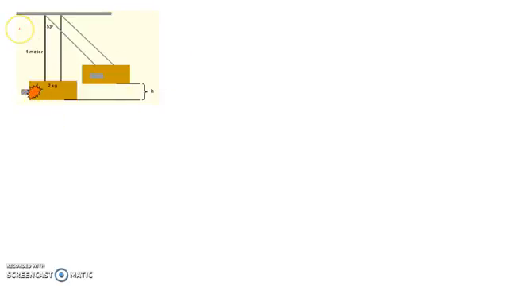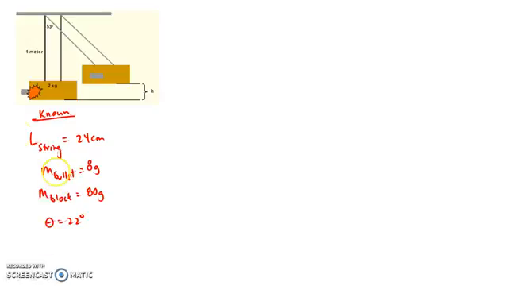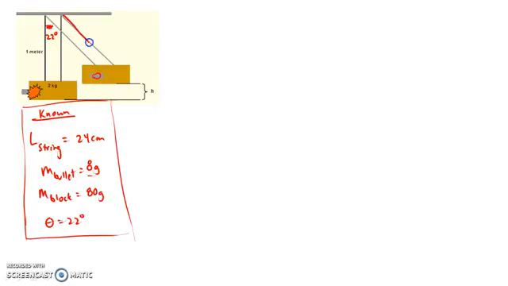So here's the apparatus we were given, and we were able to take some measurements. You may have found different numbers, and it depends on the apparatus that you're using, but here's one example. We could find the angle to be about 22 degrees, the mass of the block to be 80 grams, the mass of the bullet to be 8 grams, and the length of the string. The length of the string would be that length or this length, it doesn't matter which way you measure it. It could be 24 centimeters.